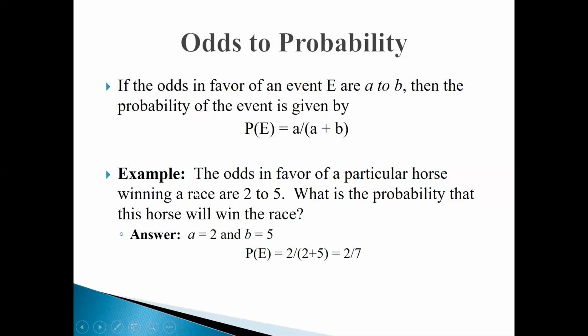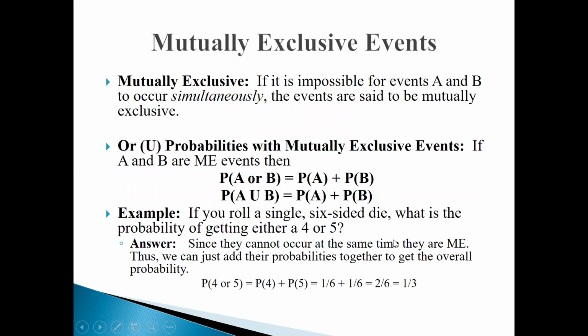So say the odds in favor of a particular horse winning a race are 2 to 5. What is the probability the horse will win the race? Well, A is 2 in this case because it's A to B. So A is 2, B is 5. So we just plug in here 2 divided by 2 plus 5. So that's 2 over 7. And that's going to be the probability that event E occurs. Now, when you have numbers like this that are not going to be nice decimals, sometimes it's more accurate to leave it as a fraction. So that's why I left this as a fraction, because it's more accurate than actually dividing it out, because then you'd have to round.